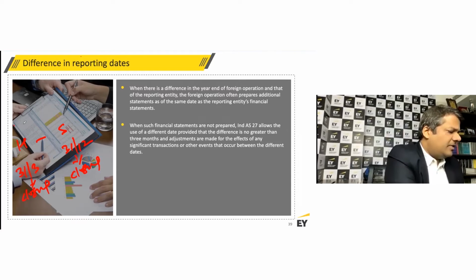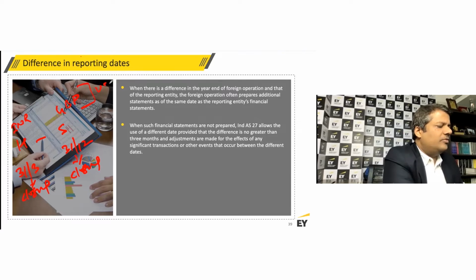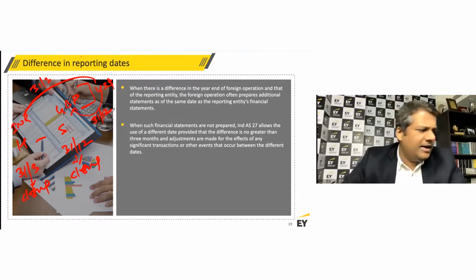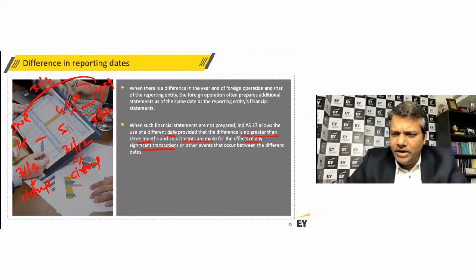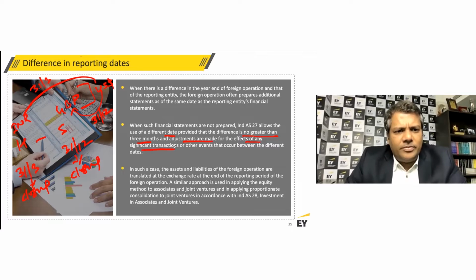Let's say here the functional currency is INR, here the functional currency is GBP, and both of them are getting translated into US dollar. So the closing exchange rate of INR to US dollar which I'm going to use here will be of 31st of March, whereas GBP to US dollar will be of 31st of December. Ind AS 27 allows the use of a different date, provided the difference is no greater than 3 months and adjustments are made for the effect of any significant transaction. That's again an area of judgment, and in practice we don't see too many adjustments. But if there are such significant transactions, we need to make the adjustment.